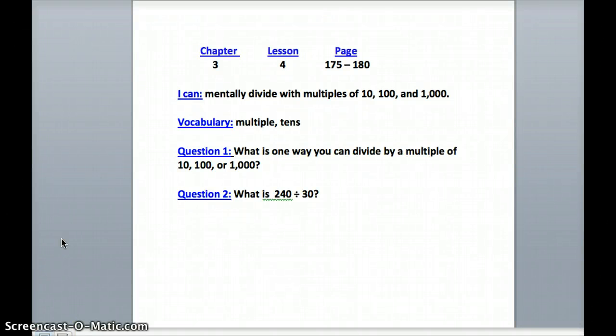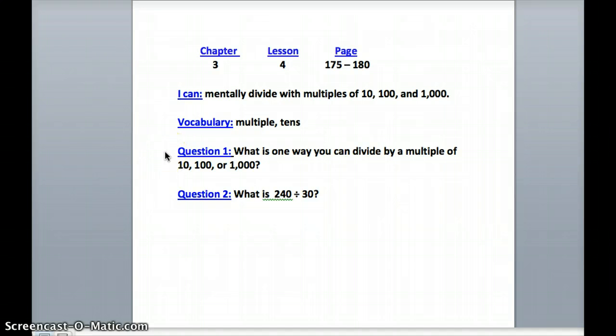Today's lesson is Chapter 3, Lesson 4, on pages 175 through 180. Our objective for today is I can mentally divide with multiples of 10, 100, and 1000. Vocabulary is multiple and tens.